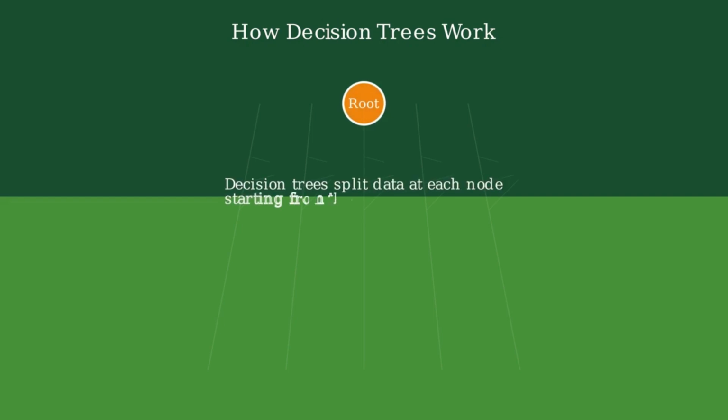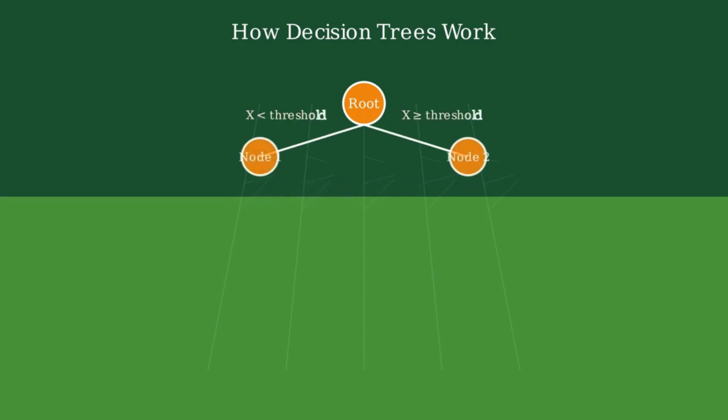Decision trees operate by recursively partitioning data based on feature values. Starting at the root node, the algorithm selects the most informative feature to split the data. Each split creates branches based on feature values, dividing the data into subsets. This process continues at each new node until reaching leaf nodes that provide the final predictions.